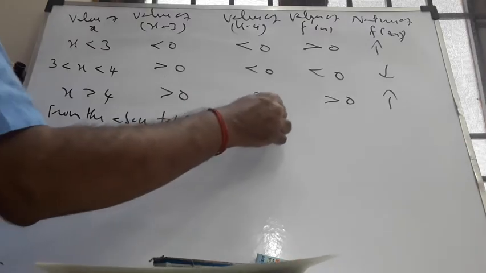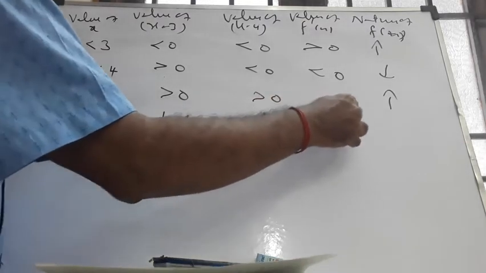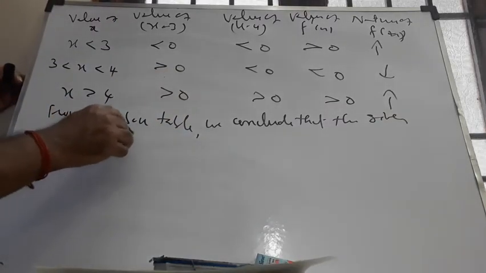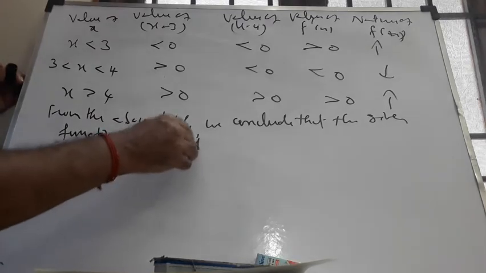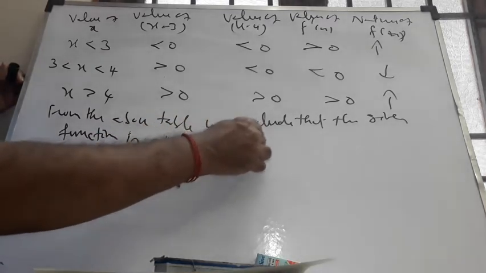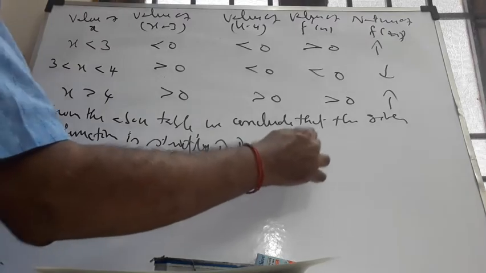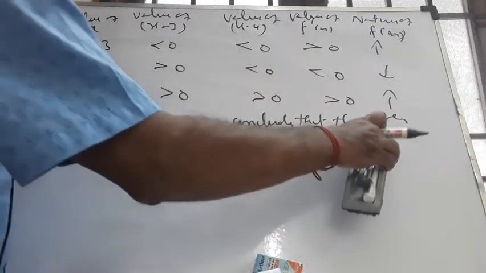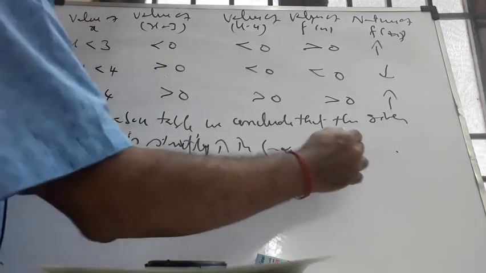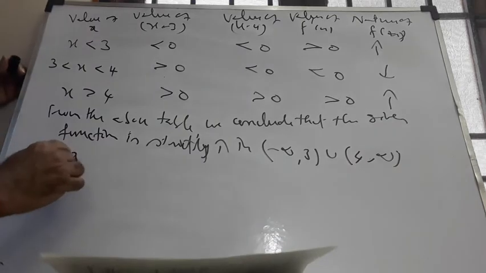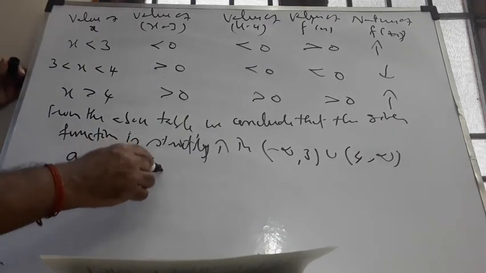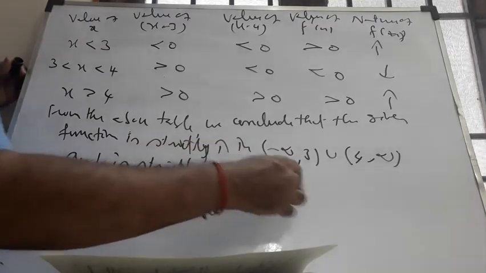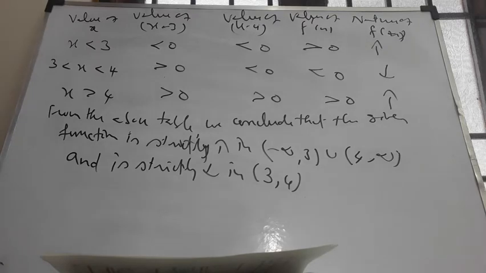we conclude that the given function is strictly increasing in, what are the two intervals? Minus infinity comma 3 union 4 comma infinity, and is strictly decreasing in 3 comma 4. Only in this open interval will it be strictly decreasing.